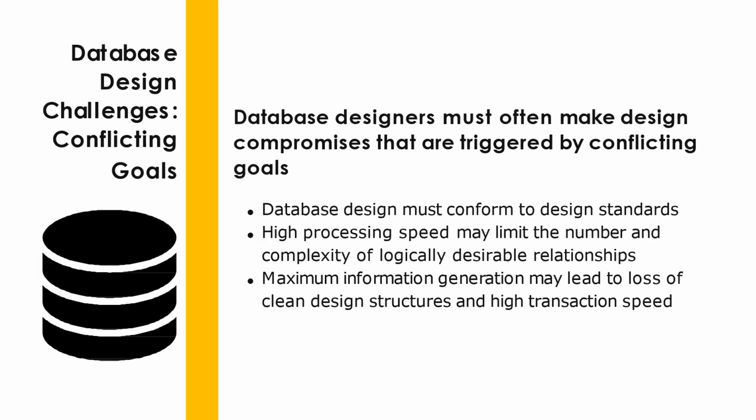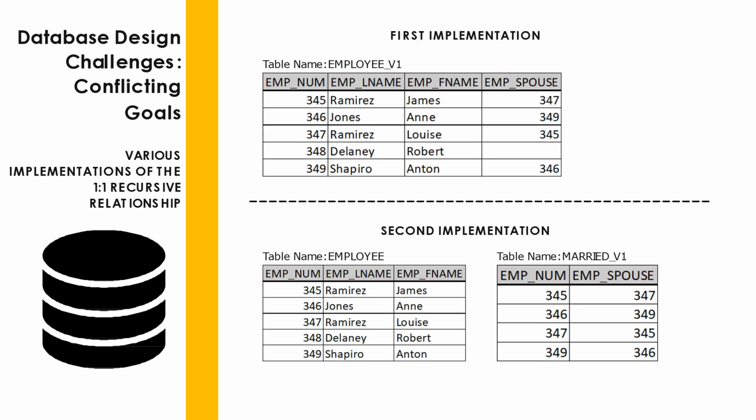Now let us talk about some database design challenges. First, we have conflicting goals. Database designers must often make design compromises that are triggered by conflicting goals. For example, database design must conform to the design standards, or you may have high processing speed that may limit the number and complexity of logically desirable relationships, or maximum information generation may lead to loss of clean design structures and high transaction speed.